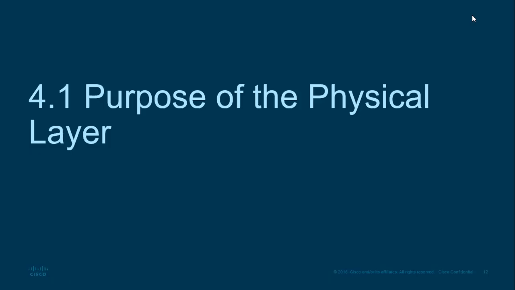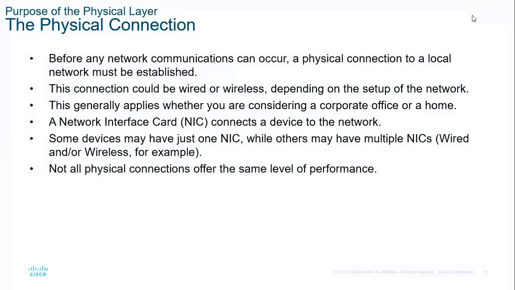Purpose of the physical layer. So what is the basic purpose of the physical layer? Before any network communication can occur, a physical connection to a local network must be established. So before communication is established, the responsibility of the physical layer is to connect to the local network first. This connection could be wired or wireless, depending on the setup of the network. This generally applies whether you are considering a corporate office or a home.